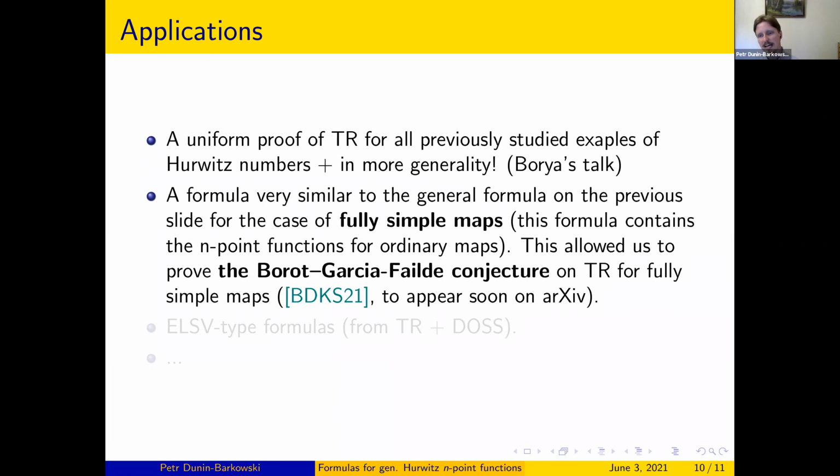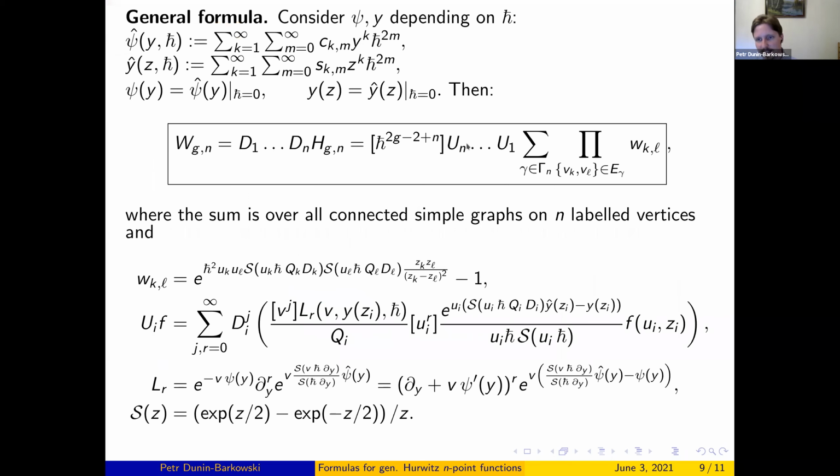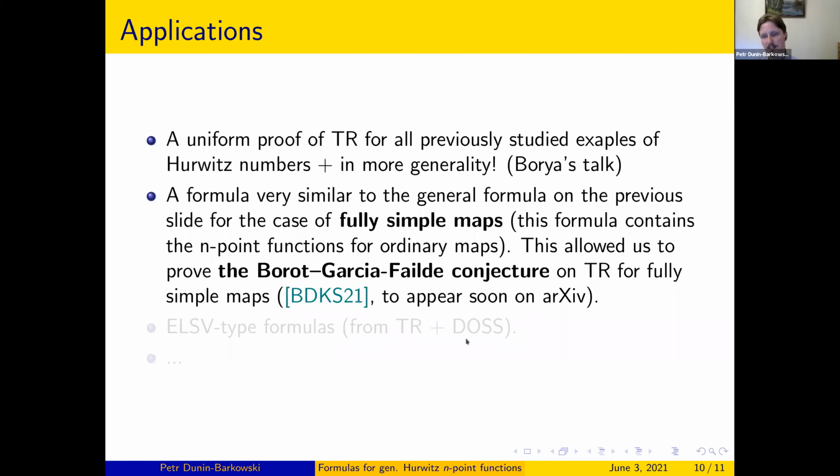The conjecture that the topological recursion holds for fully simple maps can be proved by our technique. Namely, we can obtain a formula very similar to this one for fully simple maps, just that you will have endpoint functions of ordinary maps entering there. But then this formula allows us to prove topological recursion for fully simple maps, which means to prove the conjecture due to Gaetan and Alba.